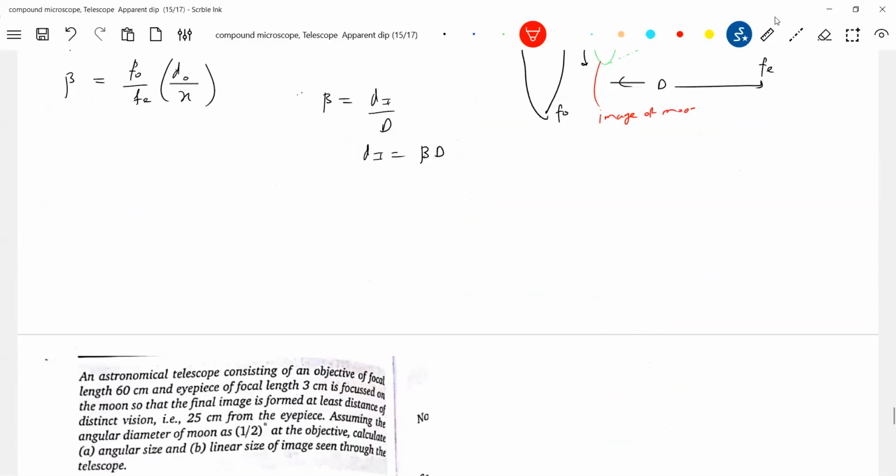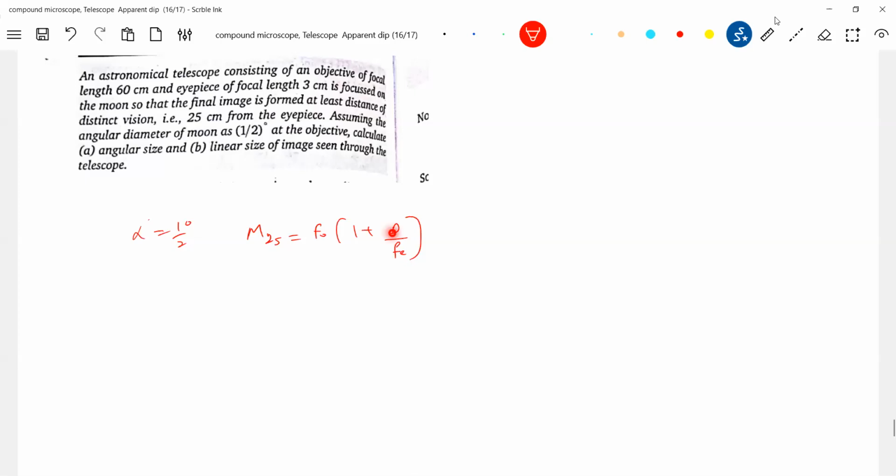F naught (1 + Fe/D). Can you solve this? We have the focal length, everything. So he's asking now, calculate the angular and linear size of the image seen through this.